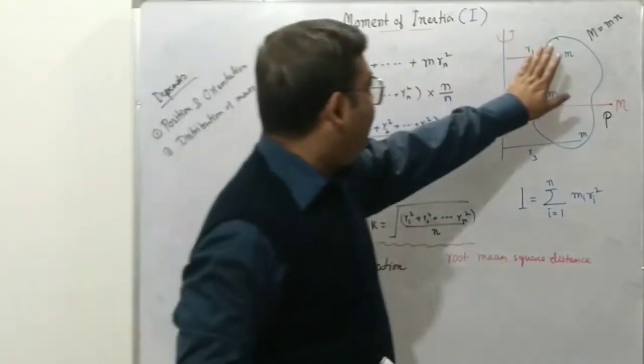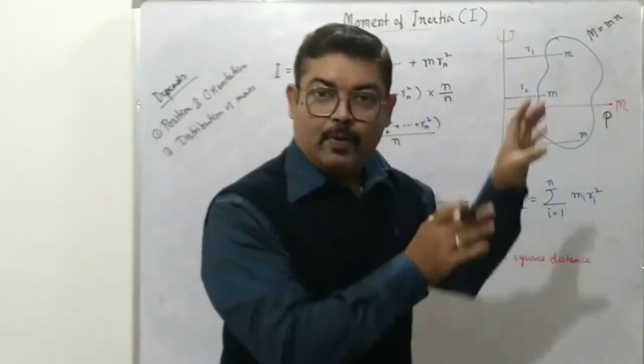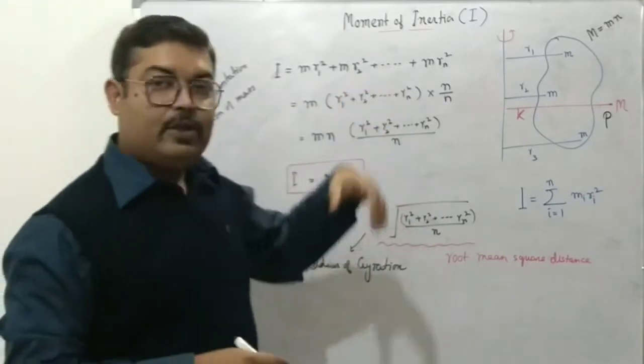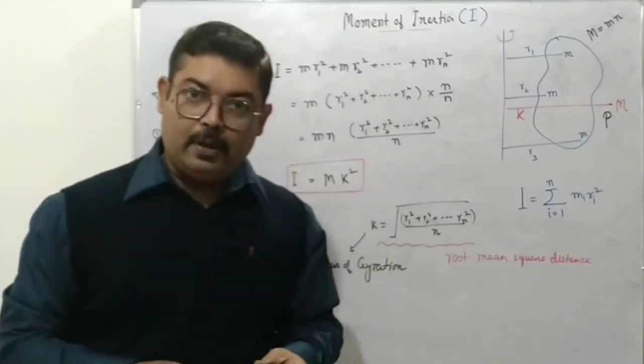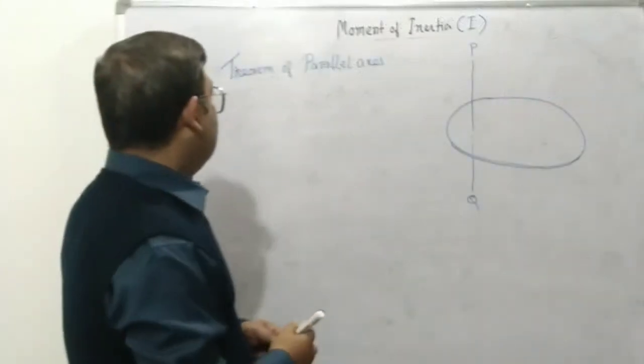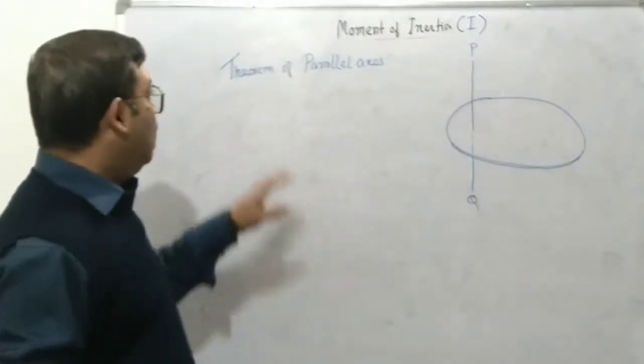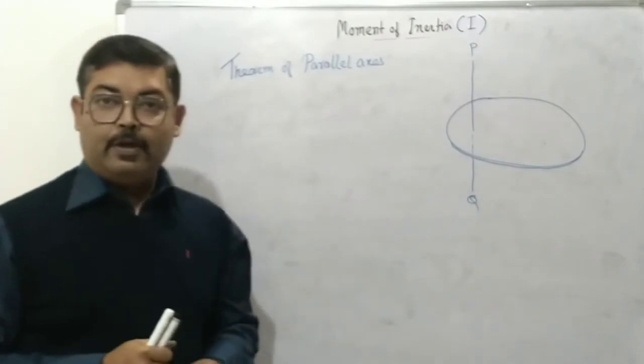So, if the masses were closer or the shape of the rigid body was different, so the mass distribution would have been different, and so the radius of gyration would have been different. Okay. Now let's move on to theorem of parallel axis of moment of inertia.